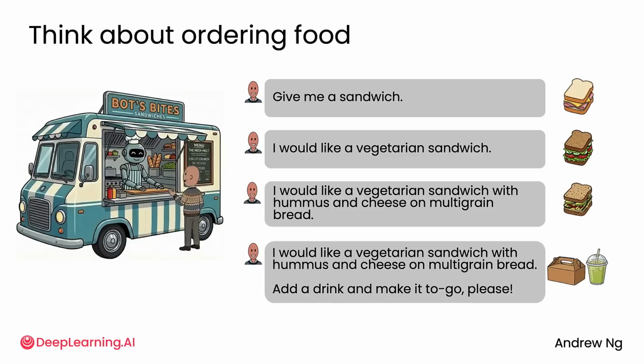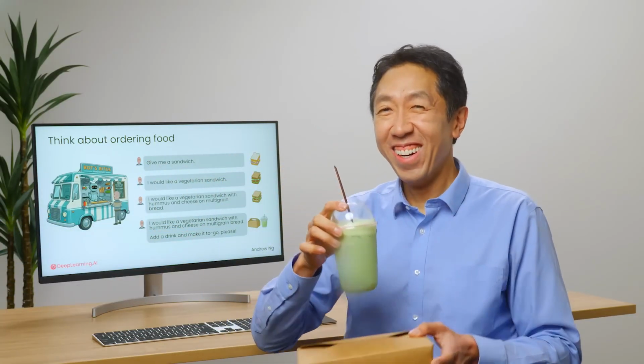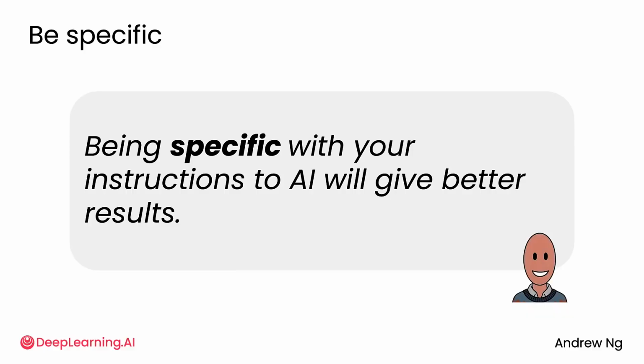Or if you say, I'd like such and such vegetarian sandwich and add a drink and make it to go, please, then it becomes much more predictable what the food truck will give you back. At a food truck, by being specific with what you ask for, you're more likely to get what you want. And so too it is with prompting AI. By writing more specific prompts, you're more likely to get exactly what you want. Ooh, this is exactly what I wanted. As you gain skills in getting AI to write for you, you get better at being more specific with the instructions you give to AI, and this will give you better results.